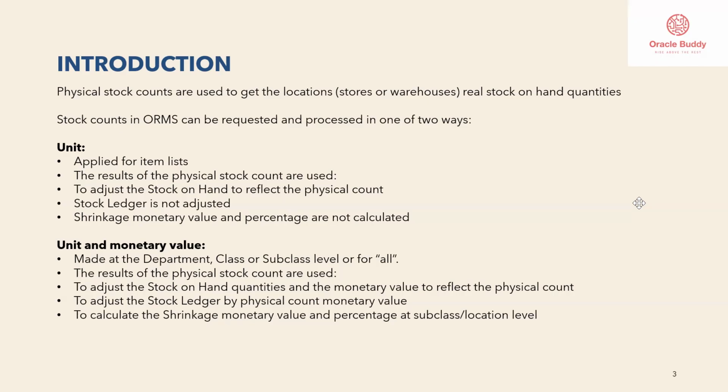Next one is unit and monetary value. It is made at department, class, or subclass level for all. The result of the physical stock counts is used to adjust the stock on hand quantities and the monetary value to reflect the physical count, to adjust the stock ledger by physical count monetary value, and to calculate the shrinkage monetary value and percentage at subclass location level.